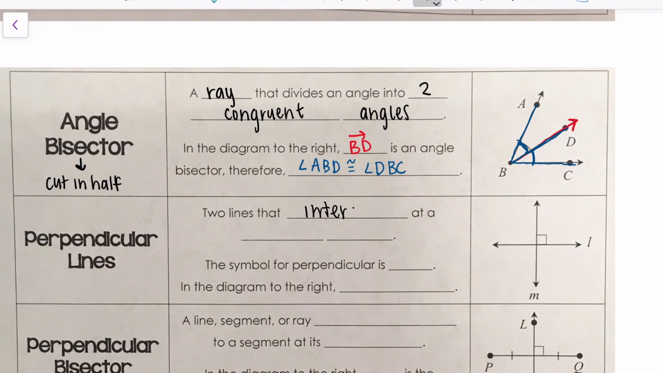Now, perpendicular lines are two lines that intersect at a right angle. And again, this is prior knowledge that we already know, and we see this with this symbol again. Now, the symbol for perpendicular is this right here, an upside down T. So in the diagram to the right, we say that line L is perpendicular to line M.